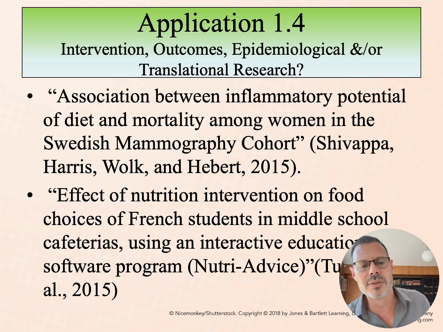So our first one is the association between inflammatory potential of diet and mortality among women in the Swedish mammography cohort. Right. So the study that we talked about at the beginning of this chapter. Is that intervention, outcome, epidemiological, or translational? It's an association, it's after the fact, it's outcome, right? So we're looking at outcome.